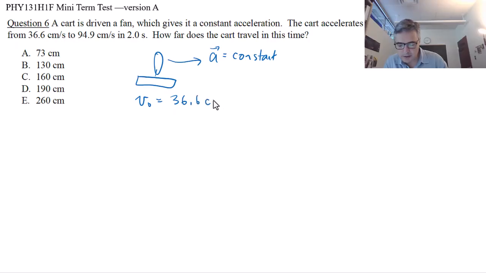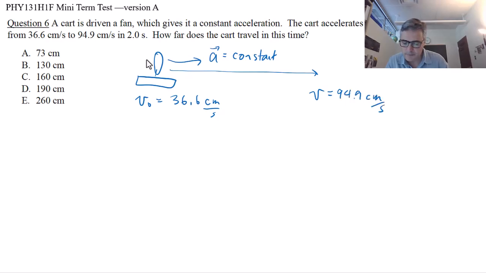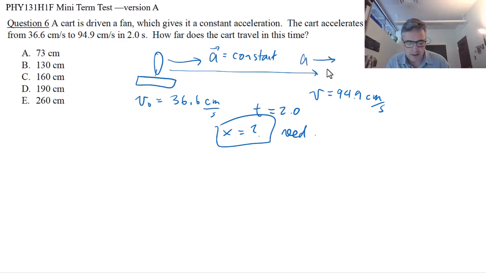36.6 centimeters per second. That's not an SI unit, but that's okay, I hope. To, over here, v final is 94.9 centimeters per second. The time is 2.0 seconds, and it asks how far does the cart travel in this time? We need this. And just to make sure this makes sense, since it's speeding up, a is in this direction. It's positive. Okay, so this is pretty straightforward.